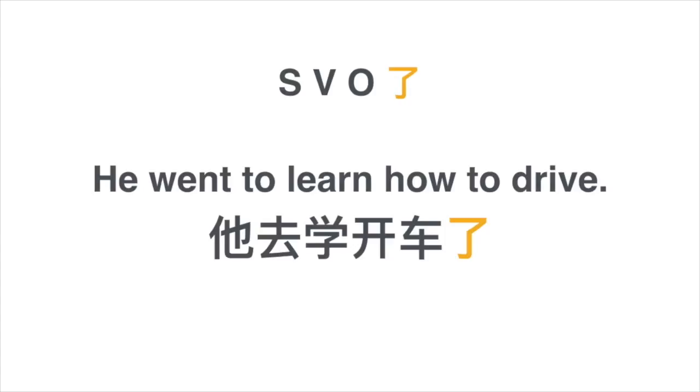For example, he went to learn how to drive. To drive is 开车. Learn how to drive is 学开车. He went to learn how to drive. 他去学开车了.